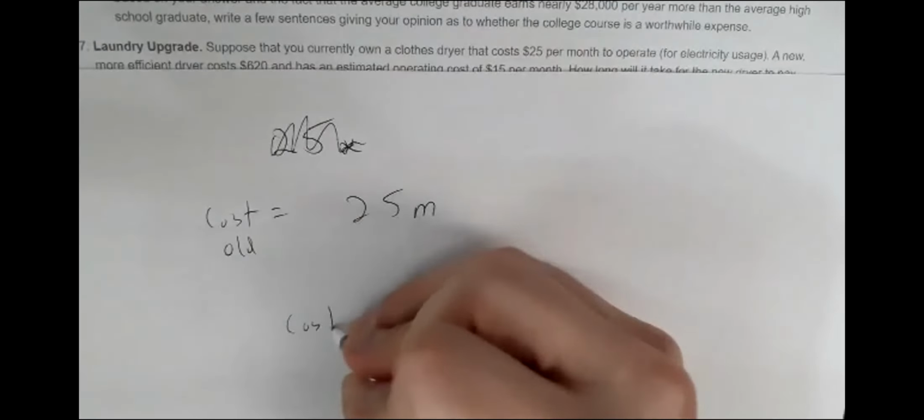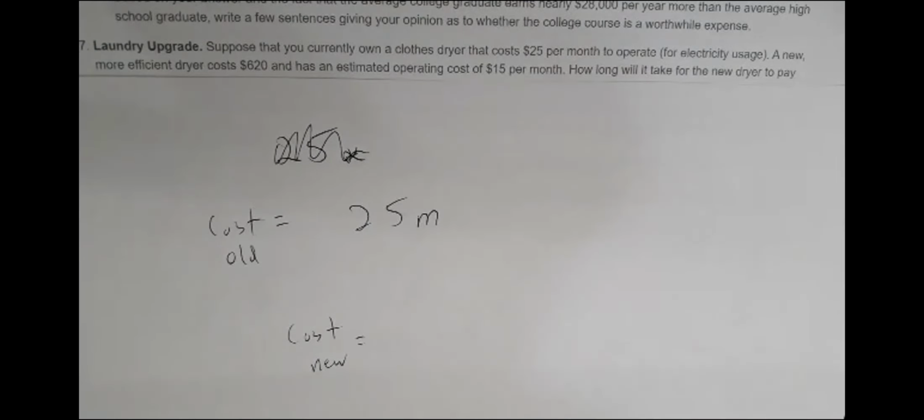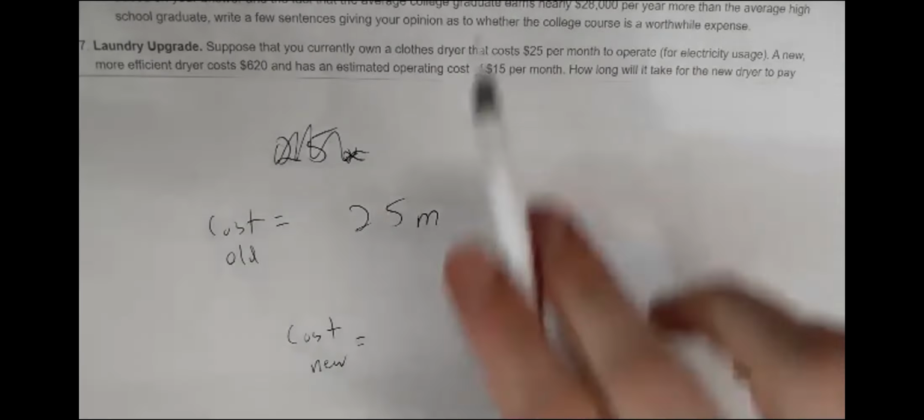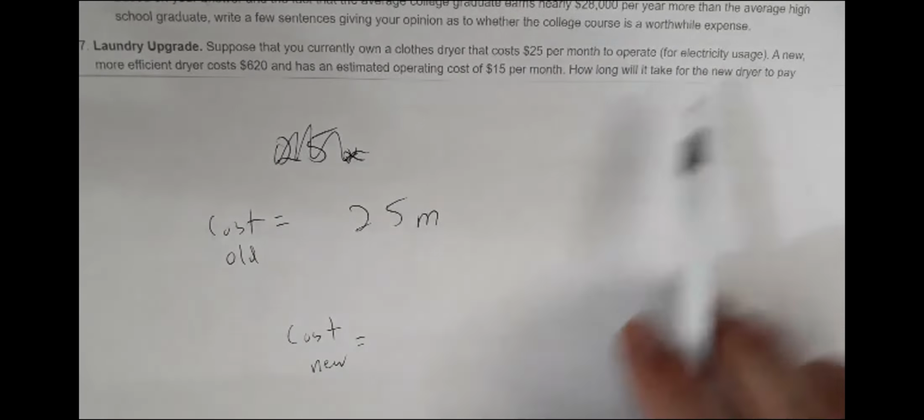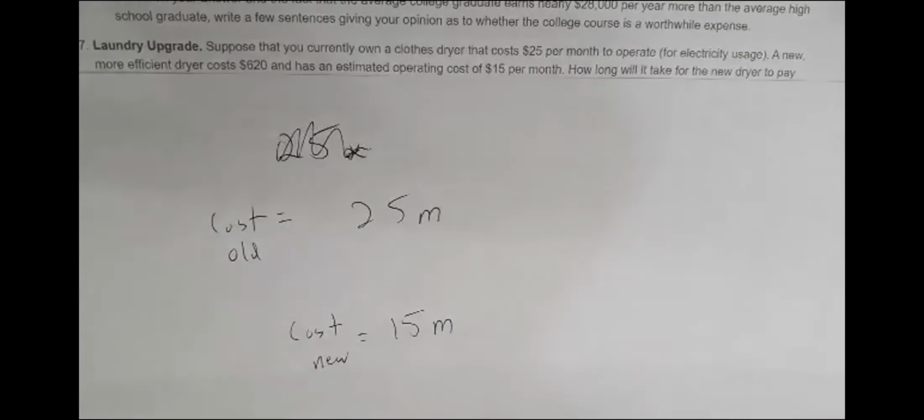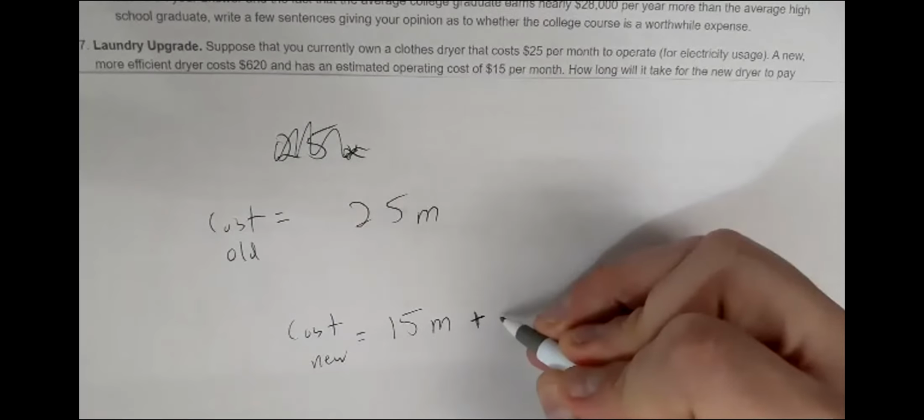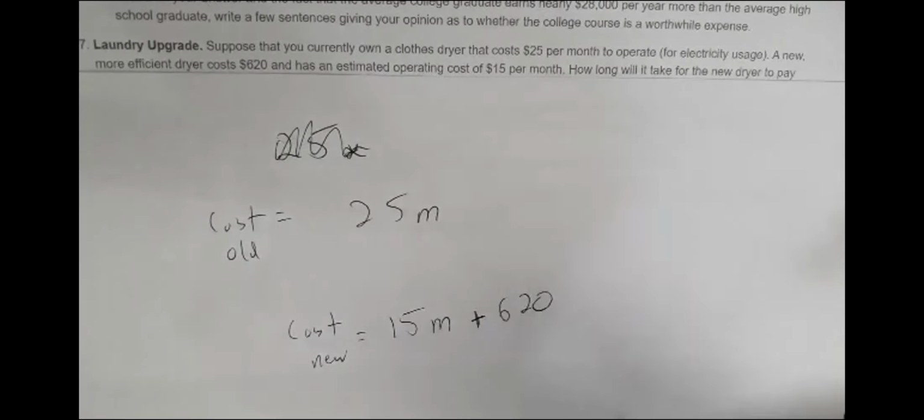The cost of the new. What is the cost of the new going to look like? We hadn't really gone over linear modeling, right? But this is totally a linear modeling sort of problem. We have 25 per month with no down payment. Now we have 15 per month. So this should look like 15M. And then a down payment of $620. So that should look like a payment of $620 that you're going to make no matter what.